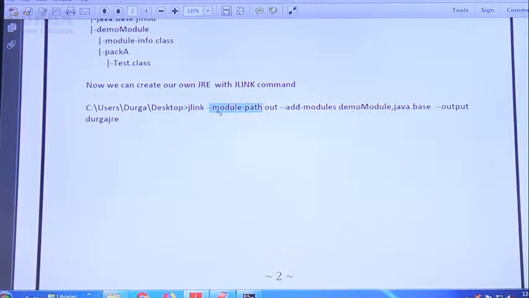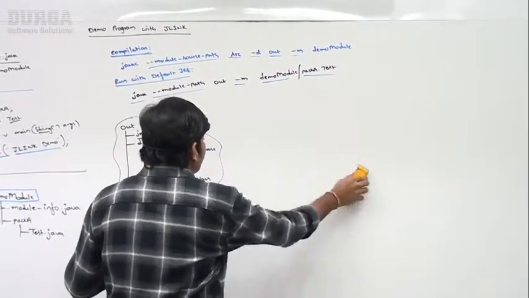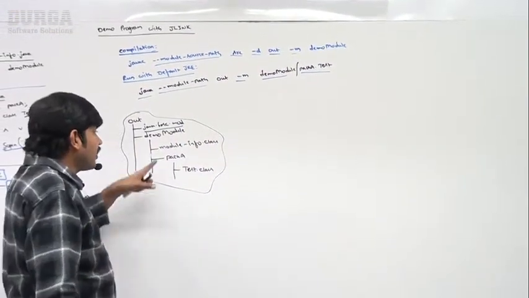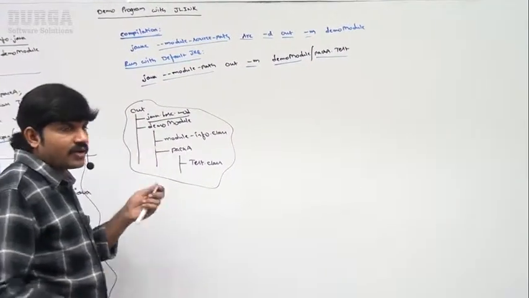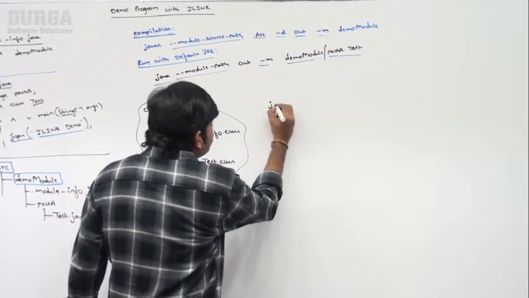What is that? jlink --module-path out --add-modules, first module demo module, comma, second module java.base, --output DurgaJRE. Are you getting that? My own JRE I'm trying to create. Just observe. What is the command we require to create our own JRE? Because 2 modules are required, and both modules are available inside the out folder, right?